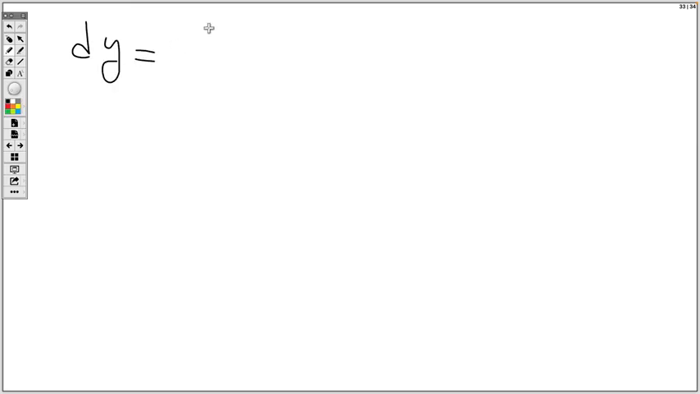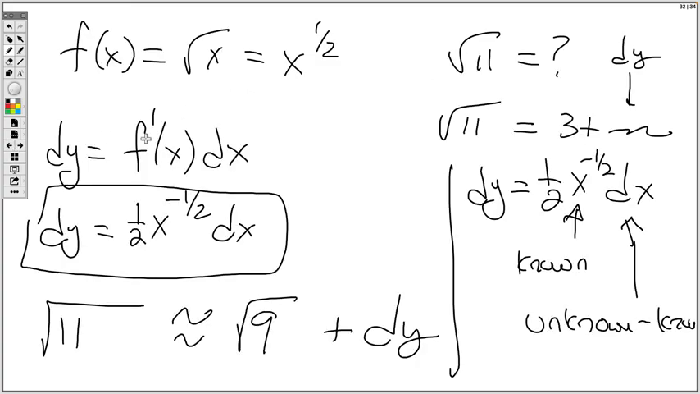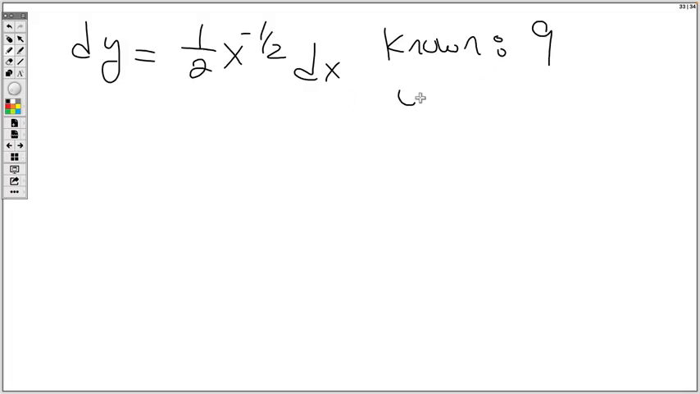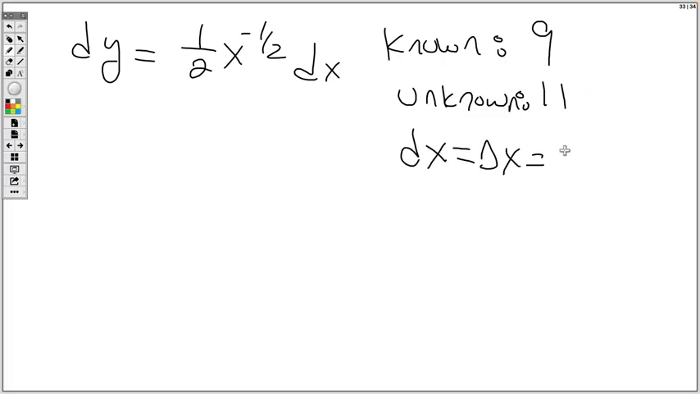So I'm just going to rewrite this because we're out of room here. So what's our known value here? I know about what x value? The known value is what? That's 9. That's the x that's getting plugged into the function. The known value is 9. What I'm trying to figure out is the unknown value, which is when x is 11. So my dx, which is my delta x, would be the unknown minus the known, 2.